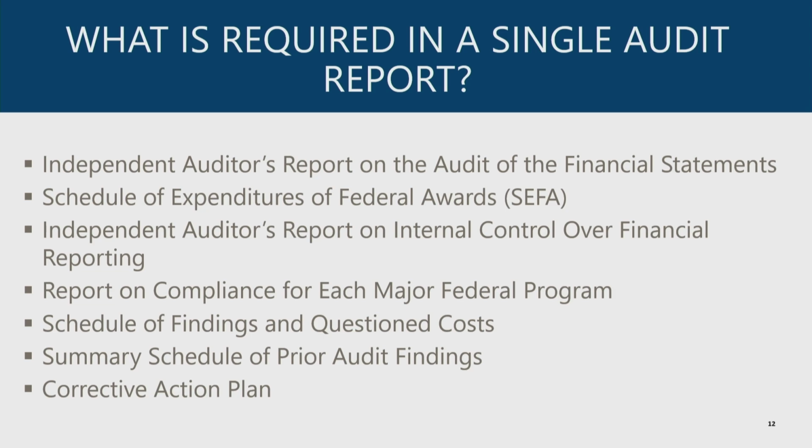And then finally, a corrective action plan must be included in a single audit report. The corrective action plan is not prepared by the auditors, but is actually prepared by the subrecipient. The corrective action plan must address each audit finding for the current report, must provide the name of a contact person responsible for the corrective action, what the corrective action is planned, and the anticipated completion date of that corrective action.